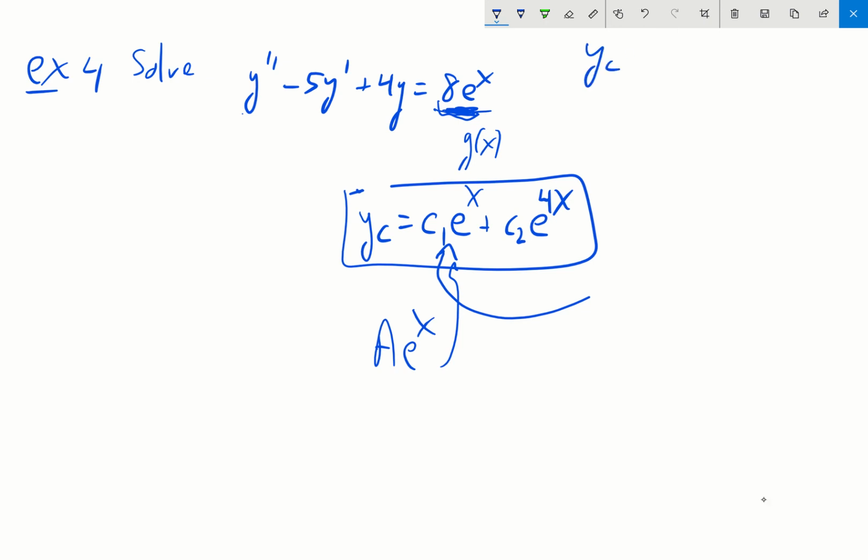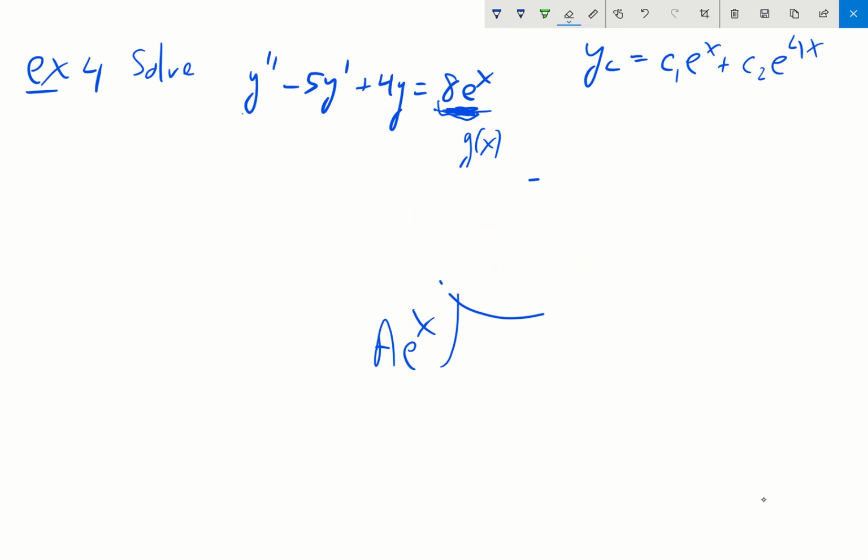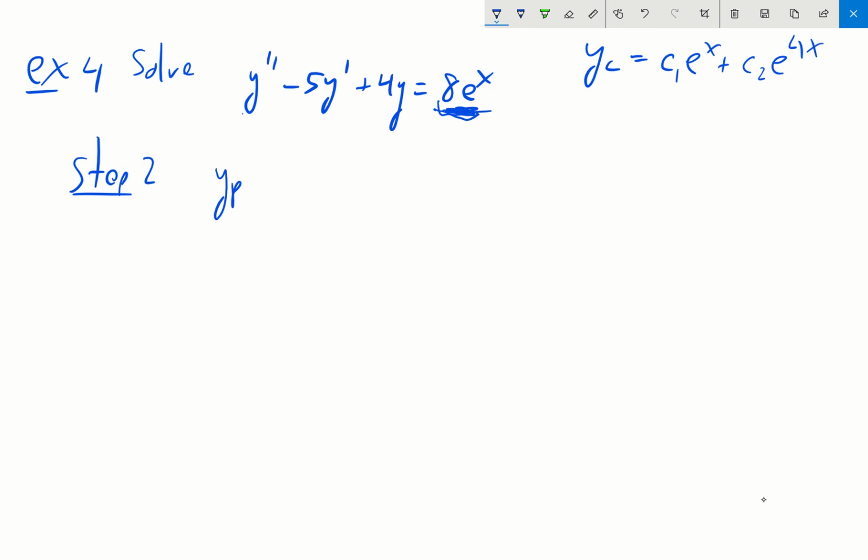So let me write up here. We know that y sub c is c1 e to the x plus c2 e to the 4x. So what could be closely related to c1 e to the x, but yet still linearly independent? Well, we've seen this before, but what if we were to multiply it by an additional factor of x? In other words, let's assume in this case that y sub p is of the form a x e to the x, and see what happens.